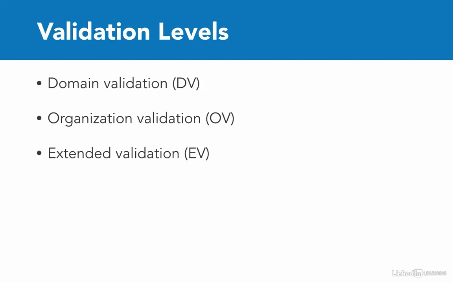Organization validation has the same kind of validation as domain validation, but it also confirms the authenticity of the organization by checking business databases for articles of incorporation and confirming the physical address of the business. That's it. It just checks those databases and makes sure that this entity does actually exist. It's not made up. Extended validation does the same type of validation as organization validation, but it takes one additional step to validate the organization.